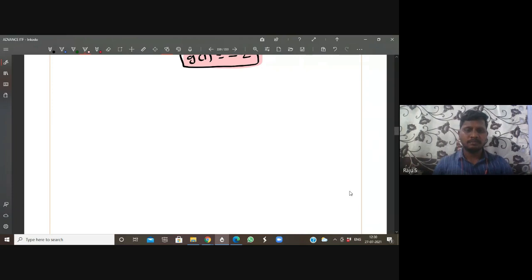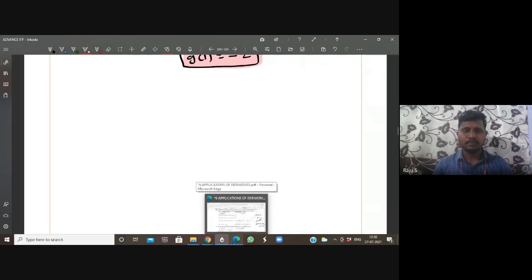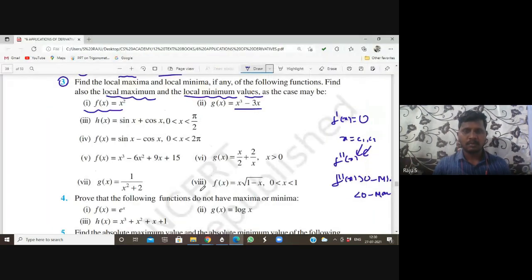Then the next question. The third subdivision is sin x plus cos x. Here the given interval is clearly 0 to 90, the first quadrant. So in the first quadrant, we have to check the maximum and minimum value of the given function sin x plus cos x. So what shall we do here? We have to differentiate and equate to 0.